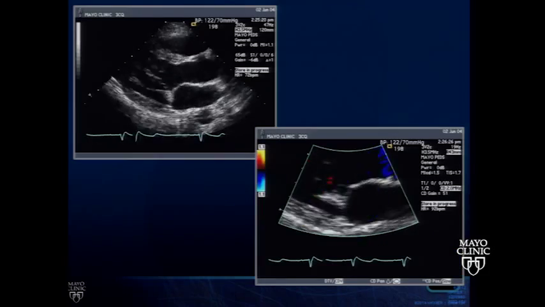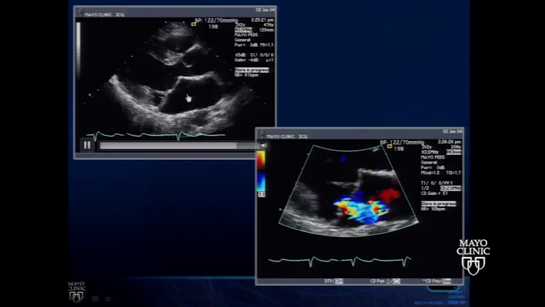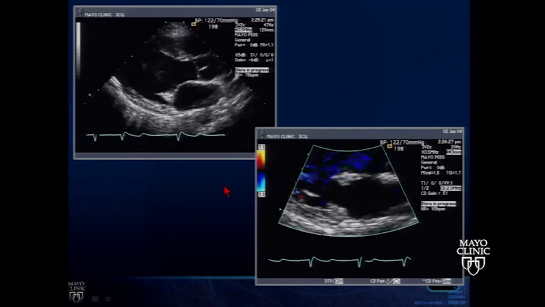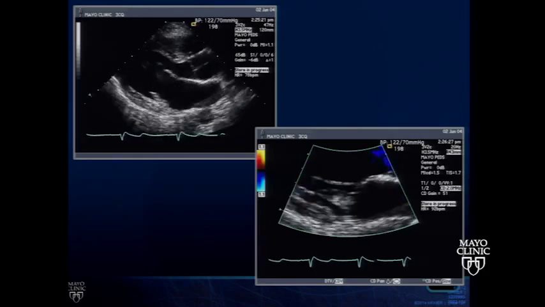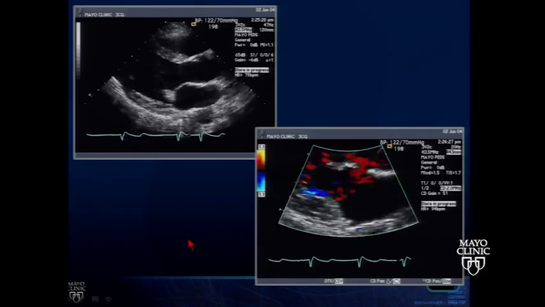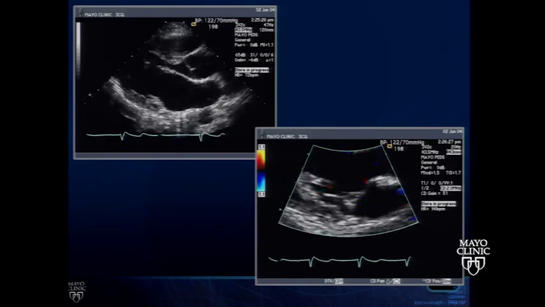So here's the echo. Bileaflet mitral valve prolapse. And look at that. It looks like a large jet going back in the left atrium, doesn't it? But it's just a flash. It only occurs in late systole. And remember, the examination has a late systolic murmur.